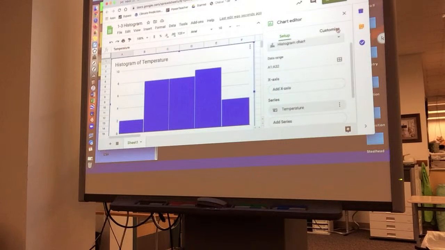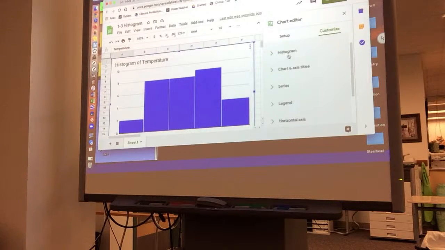Have you changed the bucket size before? Okay. So if you go to Customize, and then you go to Histogram, here's the bucket size. And there's an automatic setting where you can have numbers, but you can type in anything you want here. You can override it. These are just suggested values.